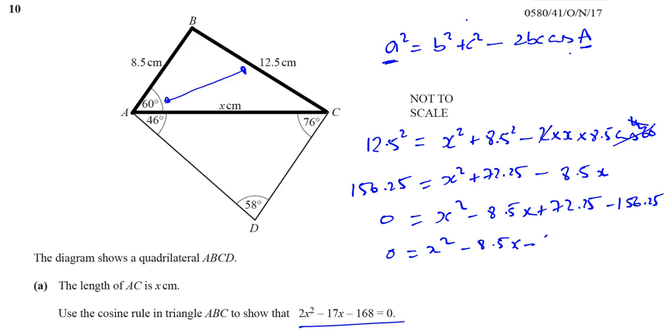And you see, we want it to look like this, there's no decimals in there. So obviously you multiply by 2. If you multiply both sides by 2, you'll get 2x squared. 2 times 8.5 is 17, so 17x. And 2 times minus 84 is minus 168 equals 0. Is that clear? Okay.